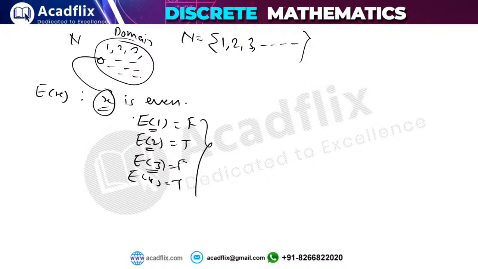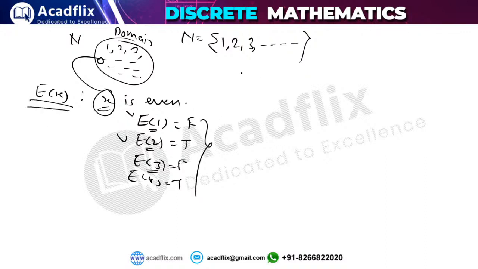When we replace x with 1, we get E of 1, which means 1 is even. Now that is false, because 1 is not even. Similarly, when we replace x with 2, we get E of 2: 2 is even. Of course 2 is even, so this is true. So this is a predicate, remember.